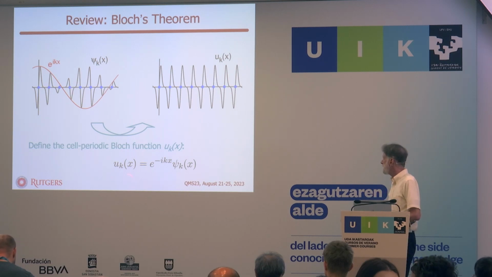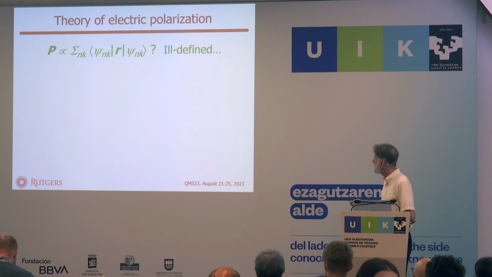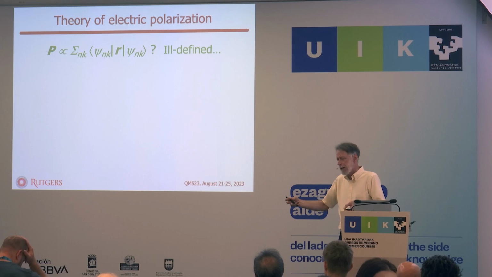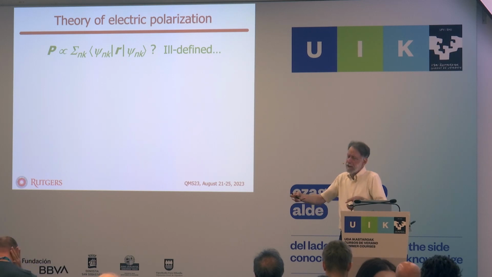So again, we have these cell-periodic Bloch functions, and we're going to use those for the following reason. I said before that matrix elements of the position operator are needed. To calculate the dipole moment, you want to take the expectation value of the position operator. That's what you would do in a molecule.